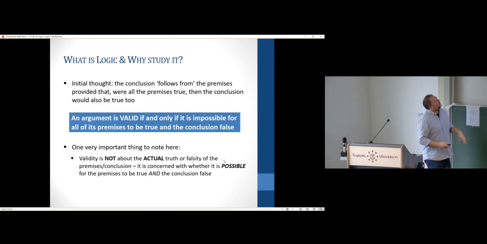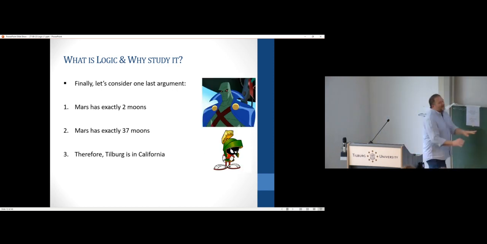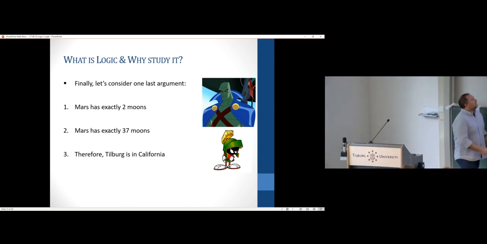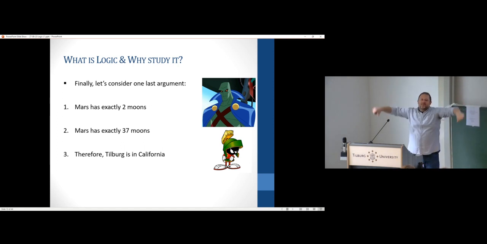Okay, let's go to the wacky one. This is my favorite example here. This is honestly one of my highlights of the semester. It's good to get it out of the way early. One last argument. Premise 1, Mars has exactly 2 moons. Premise 2, Mars has exactly 37 moons. Conclusion, Tilburg is in California. Valid, invalid?